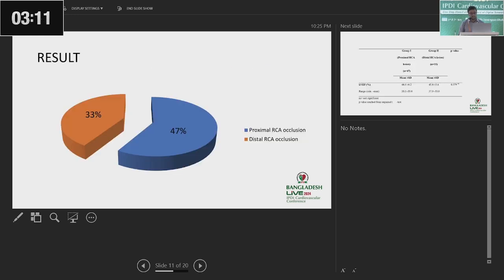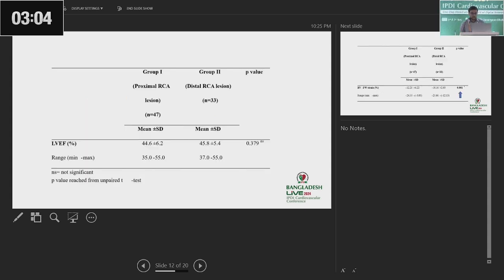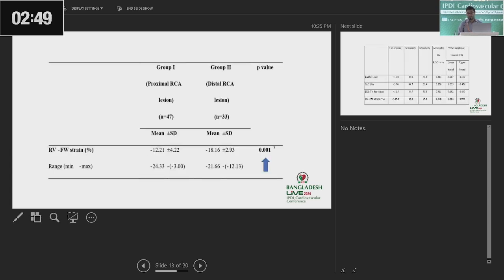Among the 80 patients, 47% were found to have proximal RCA occlusion and 33% distal RCA occlusion. No statistically significant difference was found between these two groups in regard to conventional echo parameters like left ventricular ejection fraction, TAPSE, fractional area change, or tissue Doppler imaging. But RV free wall strain shows a significant statistical difference between the two groups. Group 1 shows mean right ventricular free wall strain of minus 12.21, and group 2 minus 18.16.